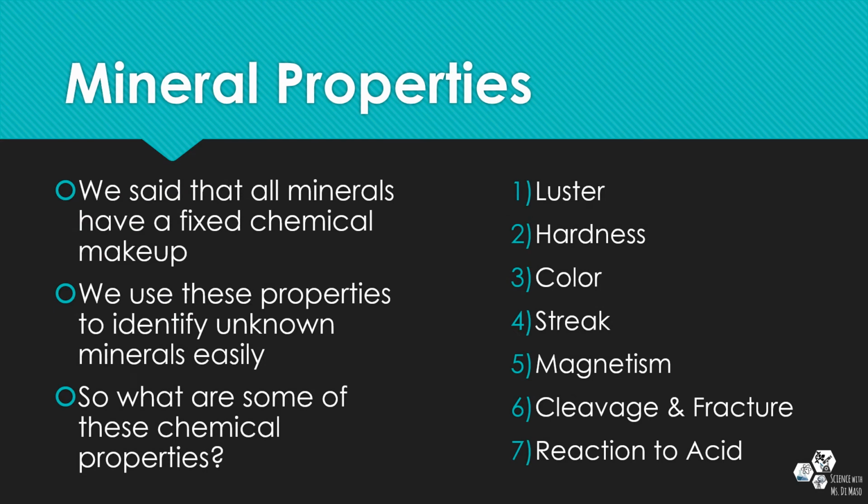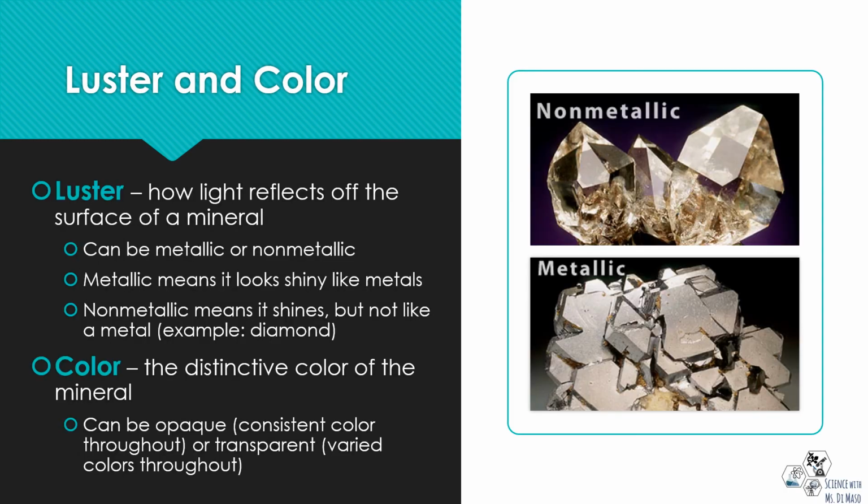So what are the properties of a mineral though? We've talked about how they're formed, we've talked about what it is, but what are their properties? How can we define and differentiate, or tell the difference between, minerals? So we use these properties: luster, hardness, color, streak, magnetism, cleavage and fracture, and reaction to acid. Let's go through all of these one by one.